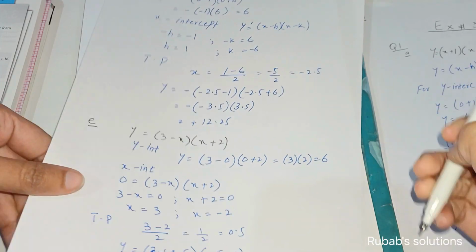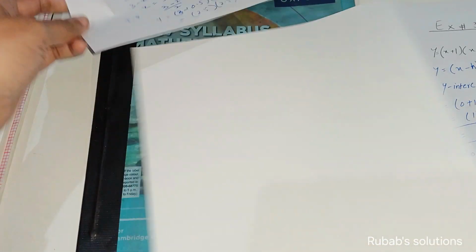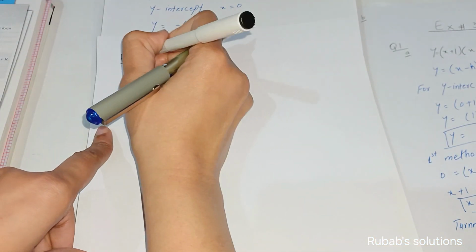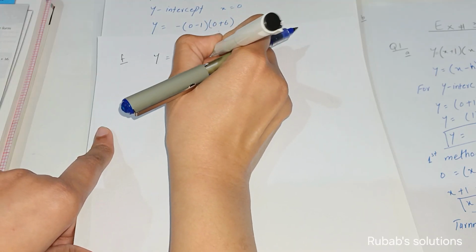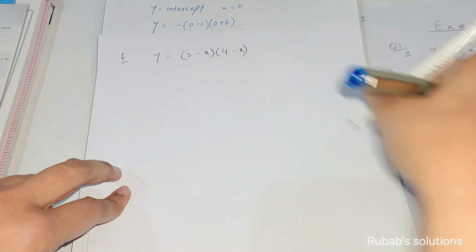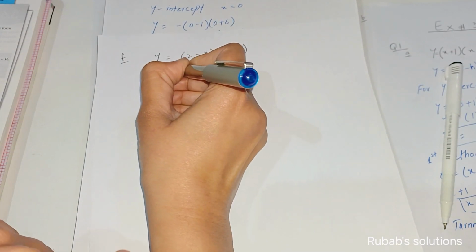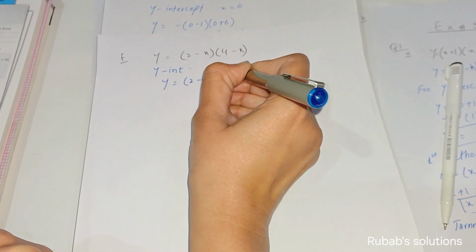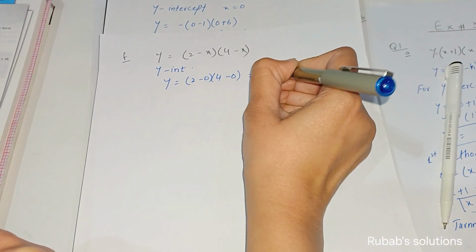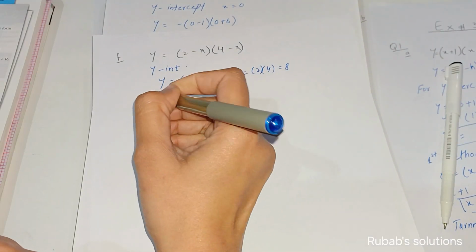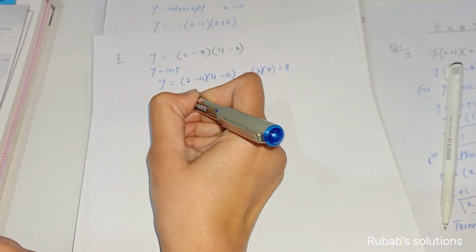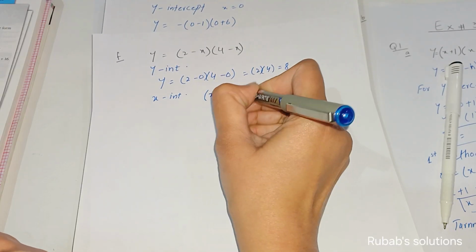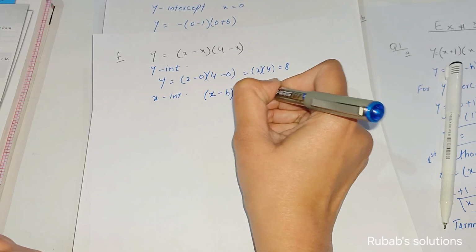Let's do the last one, then we will draw the graph combined by the end. Okay, part F, let's figure out the values now. Part F is y equals (2 minus x)(4 minus x). For the y-intercept, put x equal to 0. So y equals (2 minus 0)(4 minus 0), so 2 times 4, and the answer is 8. For the x-intercept, I want to compare with (x minus h)(x minus k).